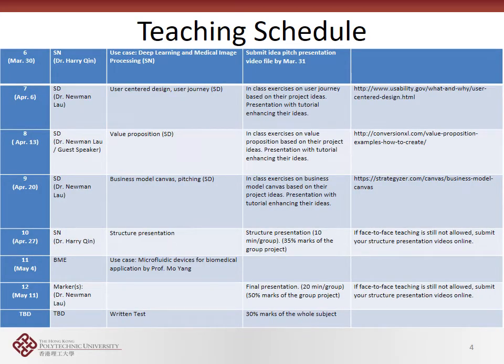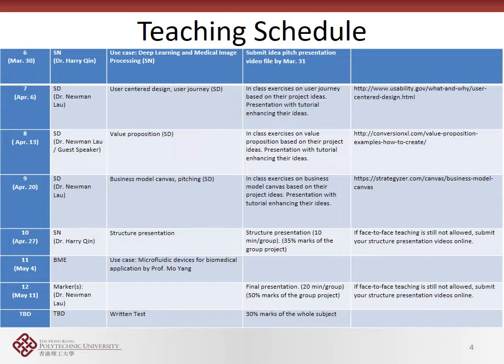And then in week 6, March 30, I will introduce deep learning and its application in medical image processing. As you know, deep learning is a very hot topic in artificial intelligence. It is a very famous technology in artificial intelligence, AI. And in week 7, Dr. Newman Lau from School of Design will introduce user-centered design and the user journey. And next, he will also introduce the value proposition.